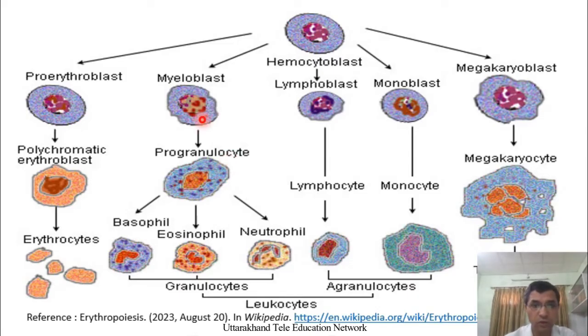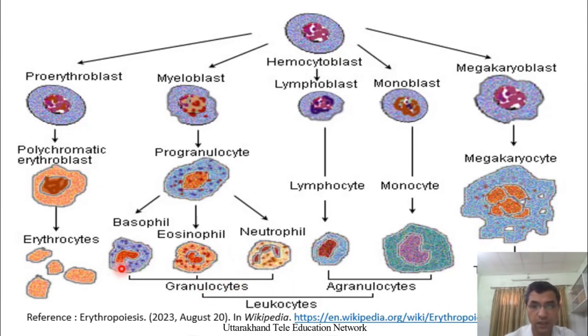On the other hand, if you are talking about the myoblast, this myoblast undergoes some mitotic divisions, then it becomes the progranulocytes, and these progranulocytes will subdivide into basophils, eosinophils, and neutrophils. These granule-like structures are present in these cells. That's why these cells are known as granulocytes.